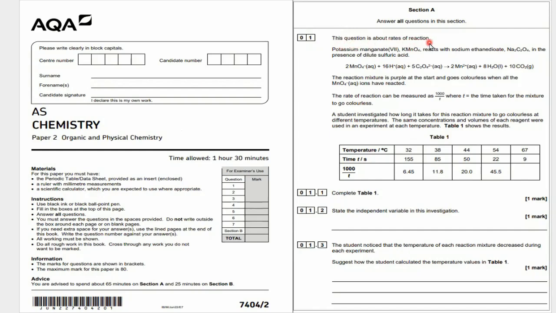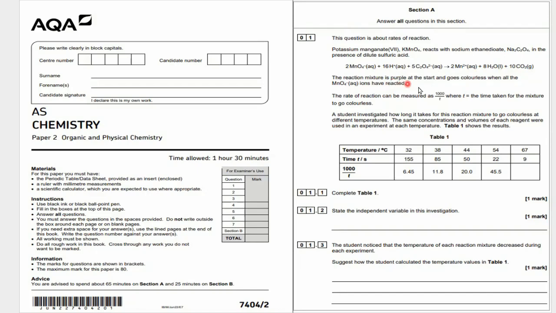This question's about rates of reaction. Potassium manganate(VII), KMnO4, reacts with sodium ethanedioate, Na2C2O4, in the presence of dilute sulfuric acid. 2MnO4⁻(aq) + 16H⁺(aq) + 5C2O4²⁻(aq) → 2Mn²⁺(aq) + 8H2O(l) + 10CO2(g).